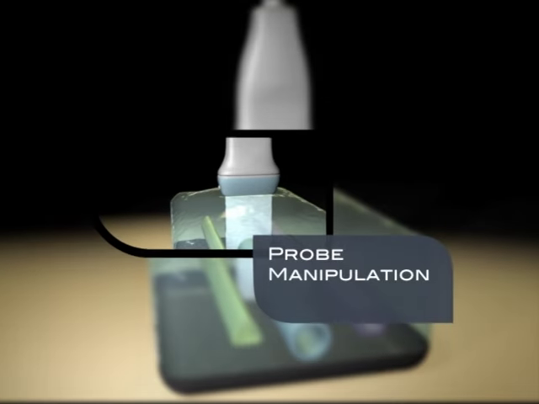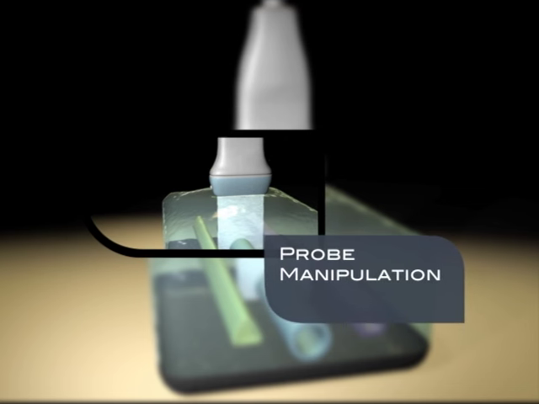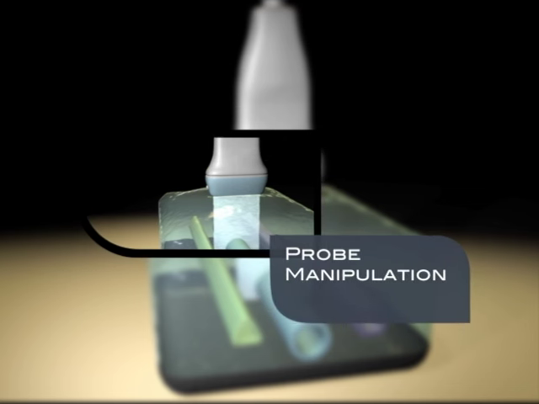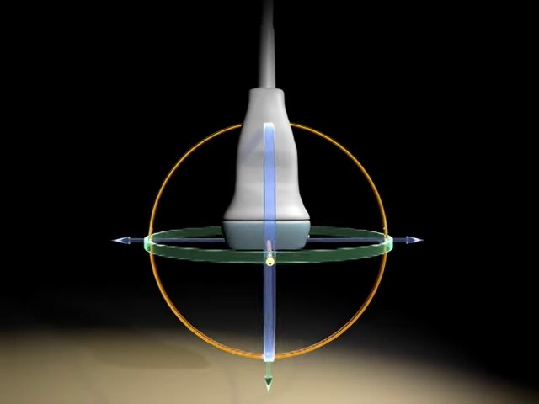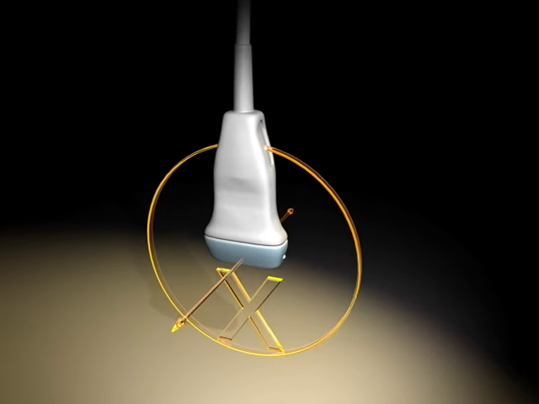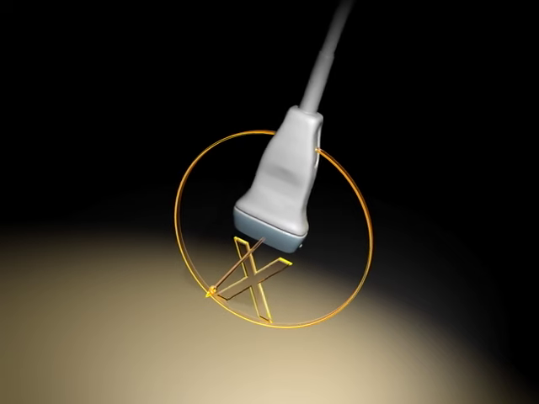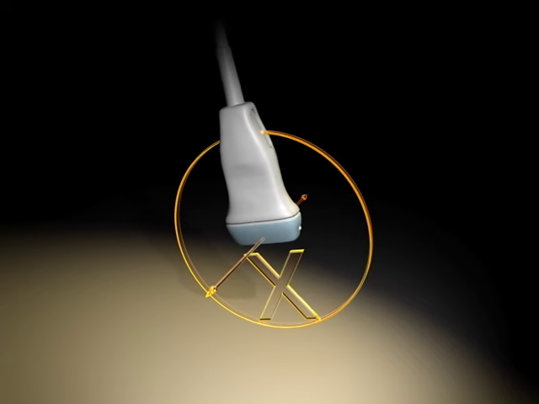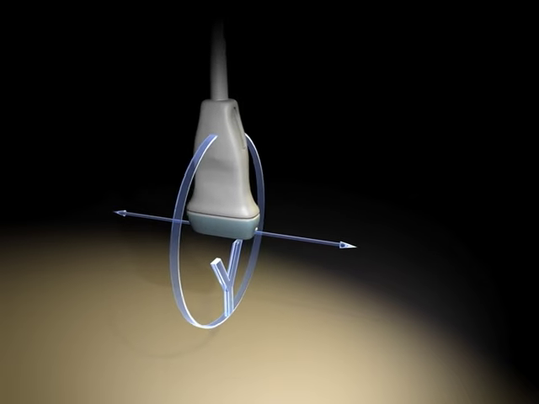An ultrasound transducer can be rotated or translated along any of its three axes. Hence, we need to use the AIUM standards so that we can communicate clearly with one another. Here we see an ultrasound probe moving and pivoting along each of its X, Y, and Z axes. Each of these movements has a name that we will define in the next section.